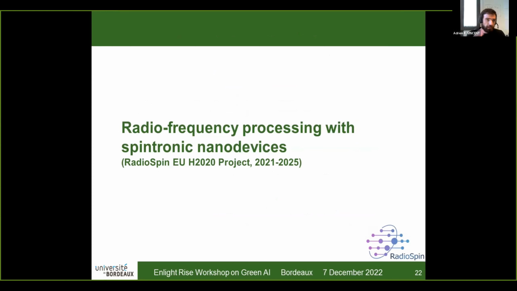But yeah, so that's about the idea of building edge computing systems with event-based cameras or event-based sensors, actually. But in the remaining time that I have, I would like to introduce another concept, another idea that also makes use of innovative memory devices, but this time to directly process radio frequency signals.